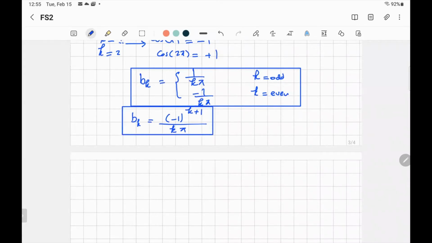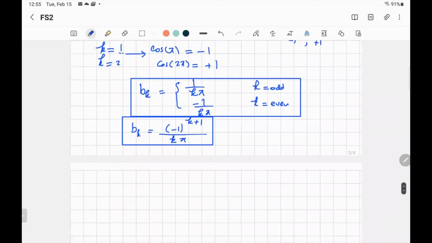You put k equal 1, which is odd. So it became 1 plus 1 is equal to 2, and negative 1 squared is positive. Yes, positive. When you put k equal 2, plus 1 makes it odd. Negative 1 power odd makes it negative. Nice. So we got AK, BK, A0.